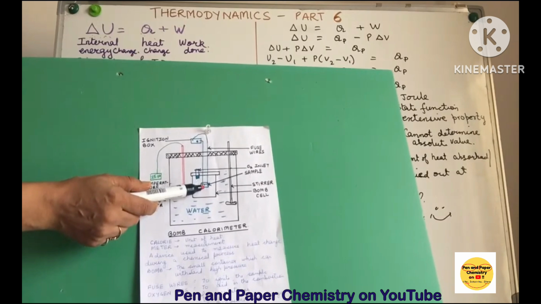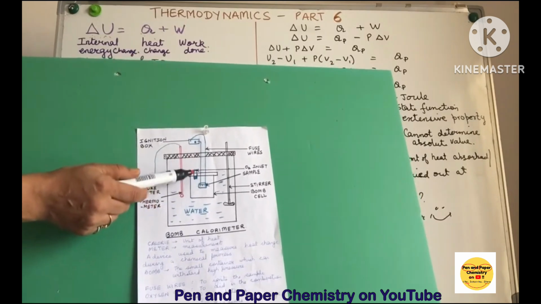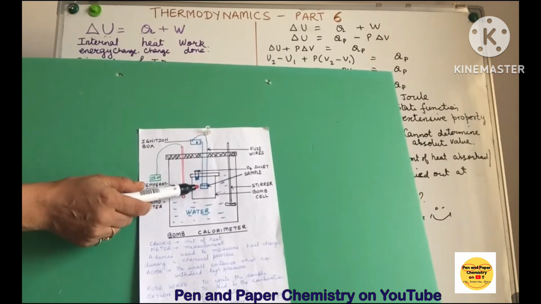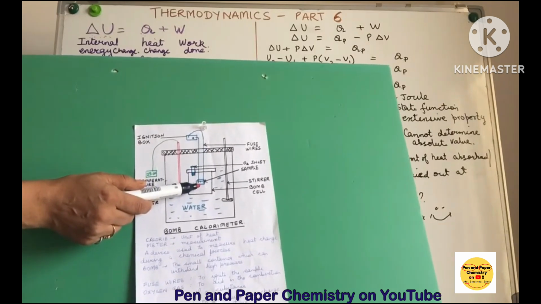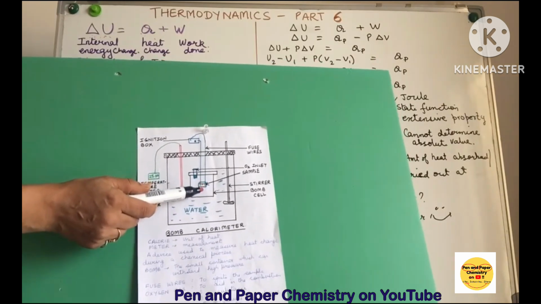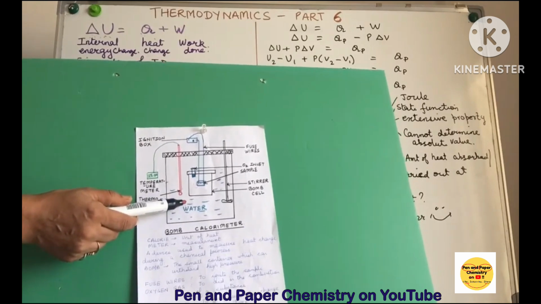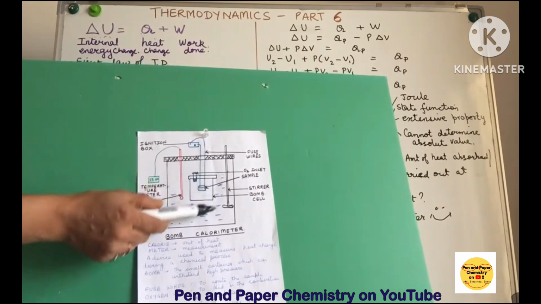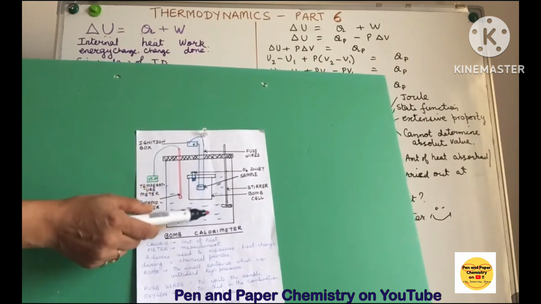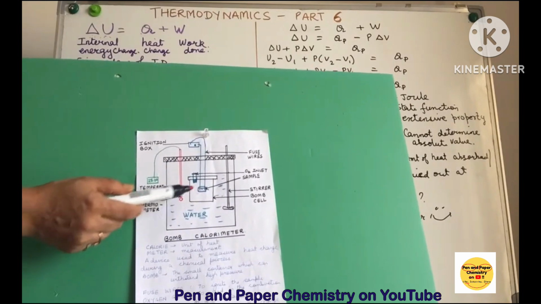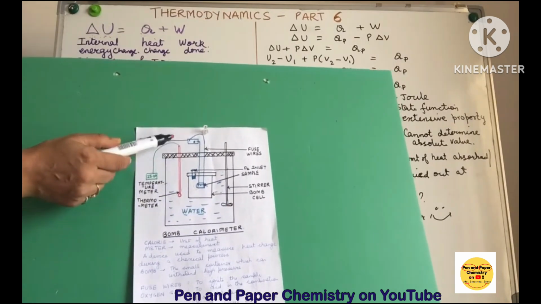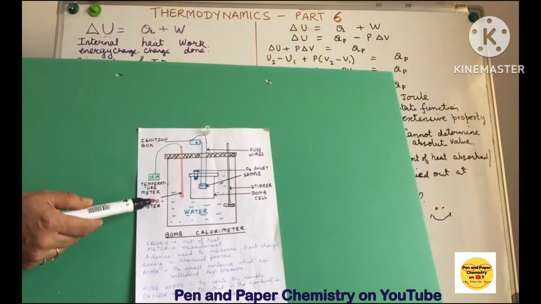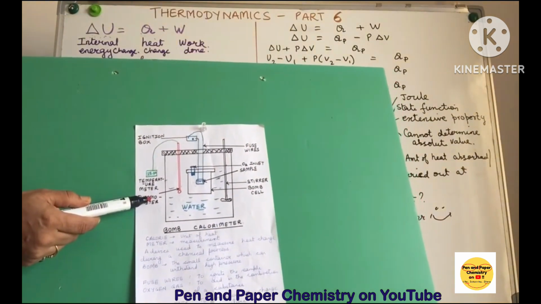Now, how does the coal burn? It is by the supply of oxygen. There's an oxygen inlet over here, and this burns due to ignition. So carbon plus oxygen gives you carbon dioxide. The amount of heat liberated heats up the surrounding water. In order to cause a uniform distribution of the heat, we use a stirrer. And in order to measure the change in temperature, we use a thermometer.